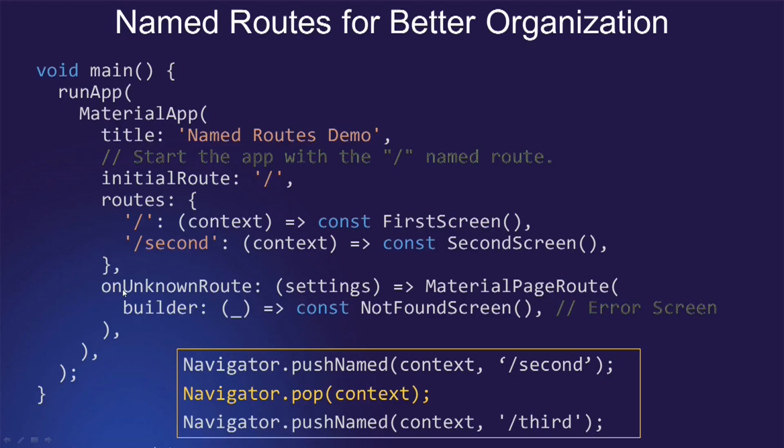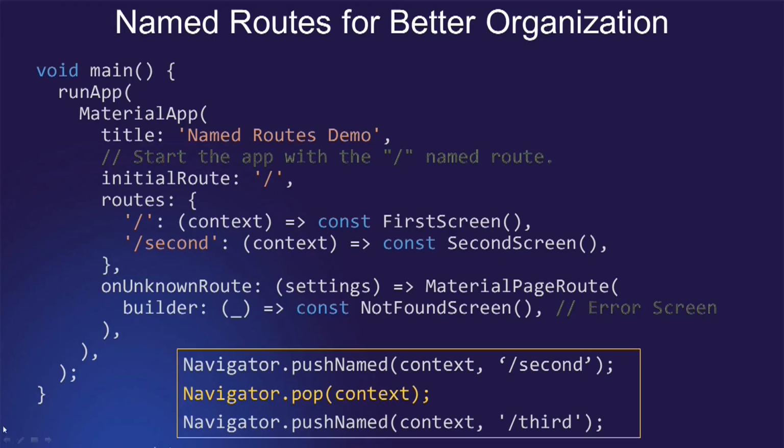And after initialRoute and routes, we must define onUnknownRoute. Here we open the not found screen, which displays "page you requested not found". So here I return MaterialPageRoute, and inside that I define a builder which returns NotFoundScreen, which is our error screen. And when I call Navigator.pushNamed and provide context and /second, it will navigate me to the second screen. And when I call Navigator.pop, it returns me back to the first screen.